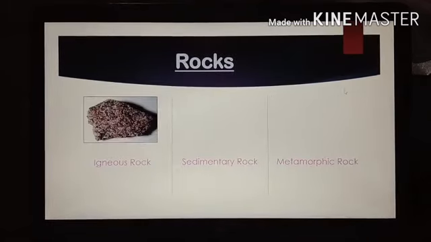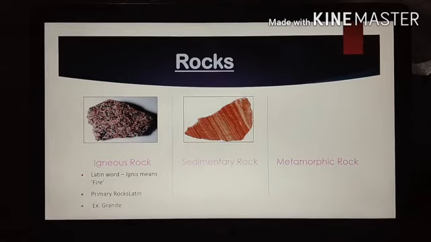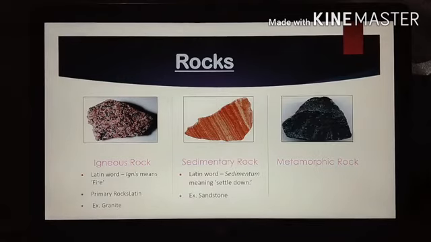Now let's study rocks. In rocks we have three different kinds. First is igneous rock, second is sedimentary rock, and the third is metamorphic rock.